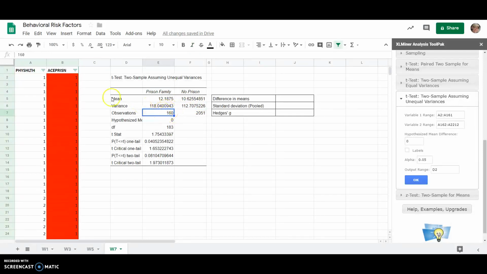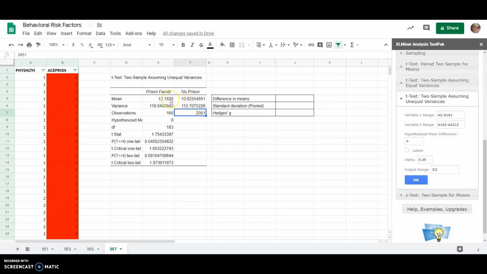This would be 160 data points in that first category, 2,051 in that second category. And remember, we started with over 6,000 points, but a lot of those got removed because they had missing data on the important variables we needed.